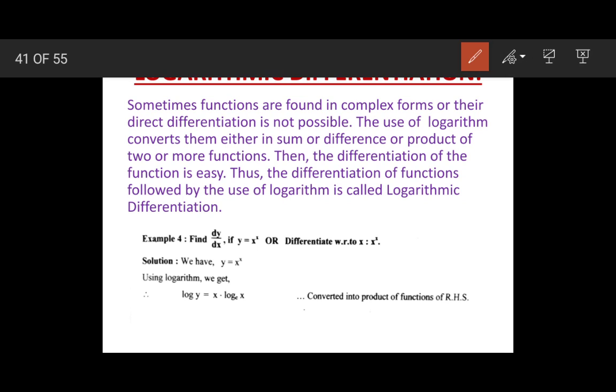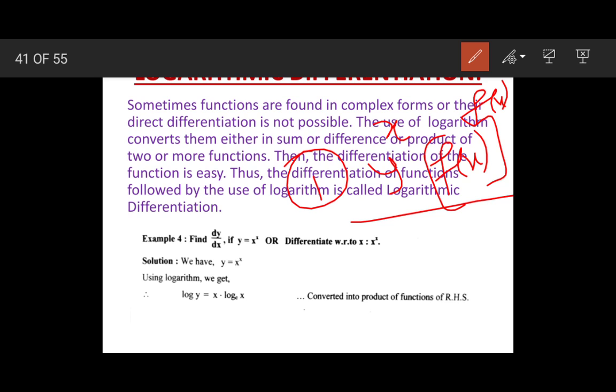So before going to the example, let me tell you two very important cases. One, we use logarithmic differentiation whenever there is a variable raised to a variable, or we can say a function raised to a function is given. Okay, any function of x or function of y. So whenever there is a variable raised to a variable or function raised to a function, then in such a case we apply the logarithmic differentiation.